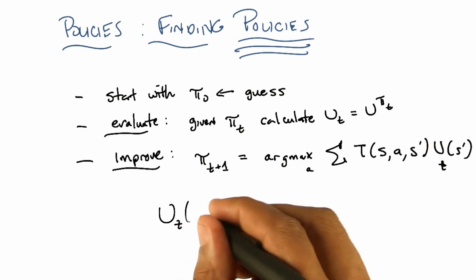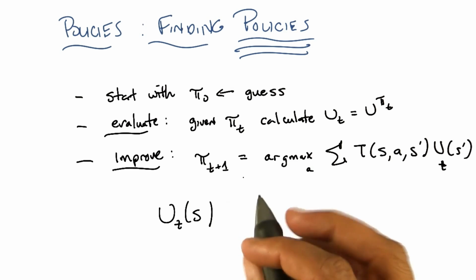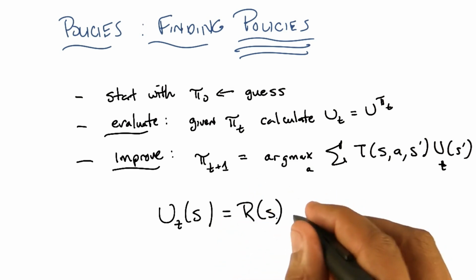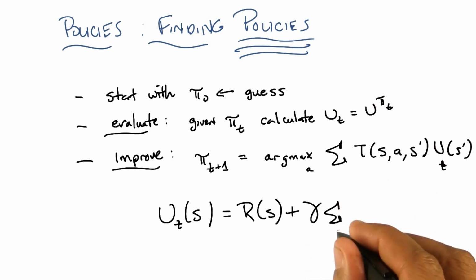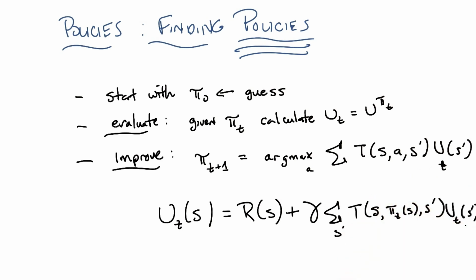So our utility at time t, that is the utility that we get by following the policy at time t, is just the true reward that we're going to get by entering that state plus gamma times the expected utility, which now looks like this. There, does that make sense? Do you see that? Okay, wait, hang on.